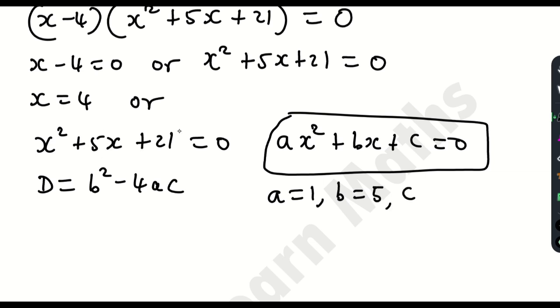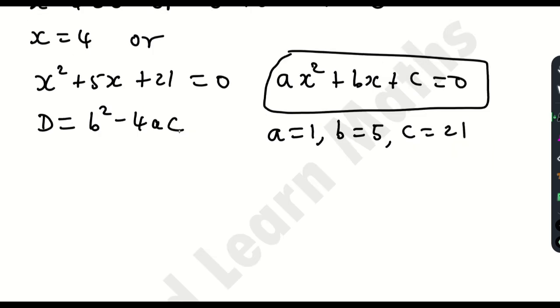And c is what? 21. So c is 21. Okay. Testing this now using the discriminant, b squared minus 4ac. What is b? b is 5. So 5 squared minus 4ac. a is 1 and c is what? 21. So what is 5 squared? That's 25, minus 4 times 21 is what? 84. This is clearly less than 0.